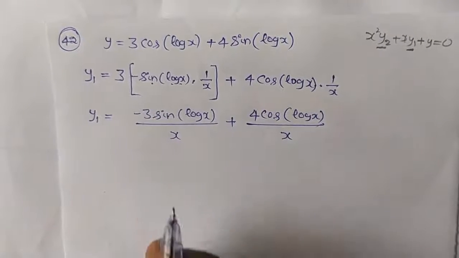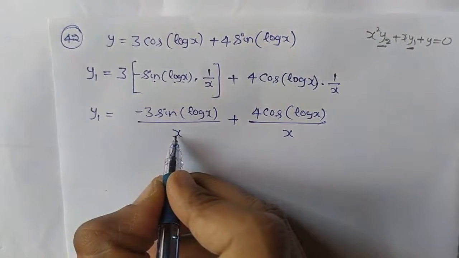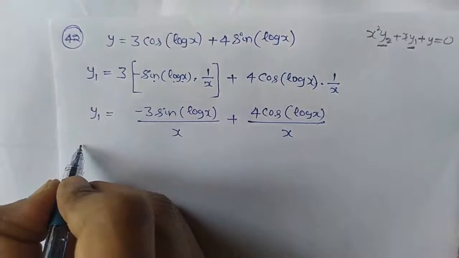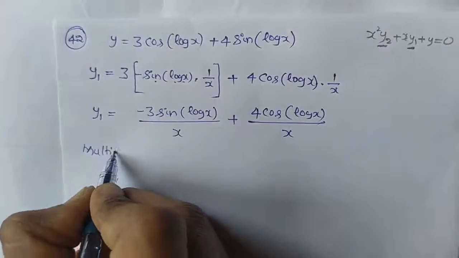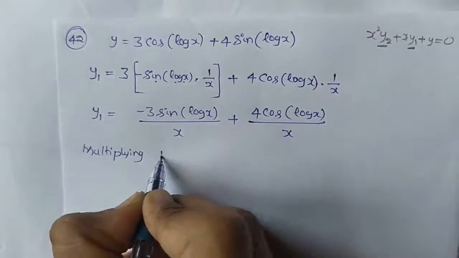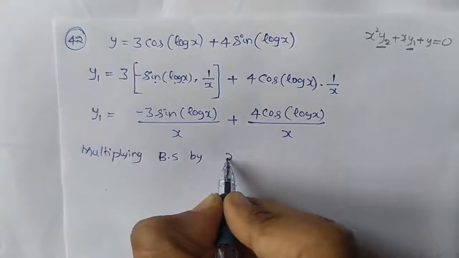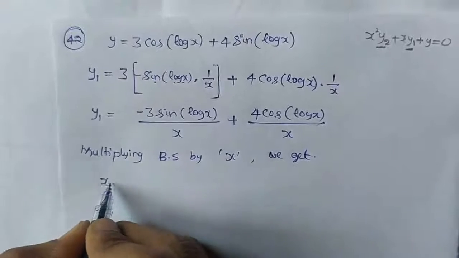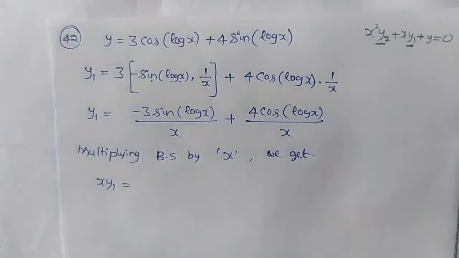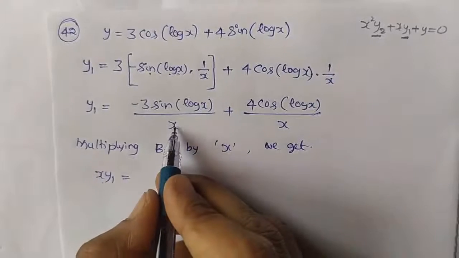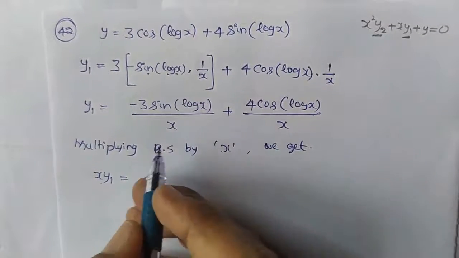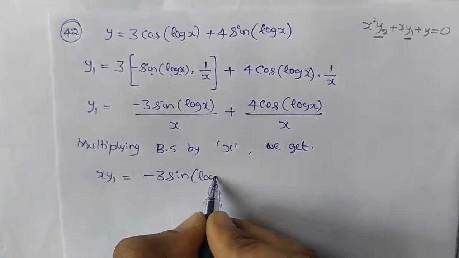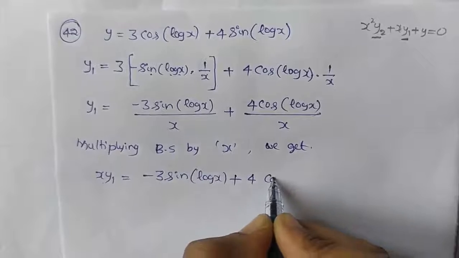Let us simplify further. In the denominator we have x, so let us multiply both sides by x. Then we get x into y1 equals, in the denominator if we multiply, that x will get cancelled. I am directly writing minus 3 sine of log x plus 4 cos of log x.